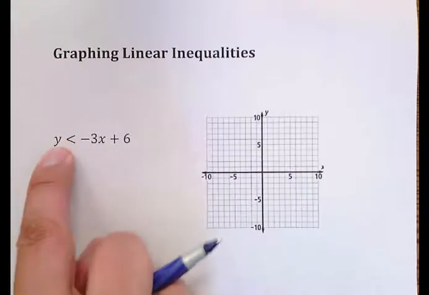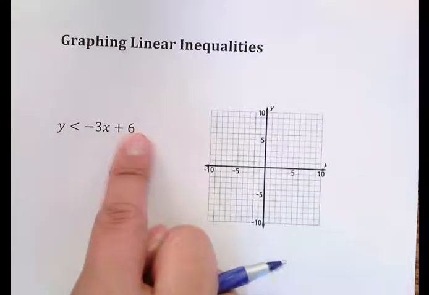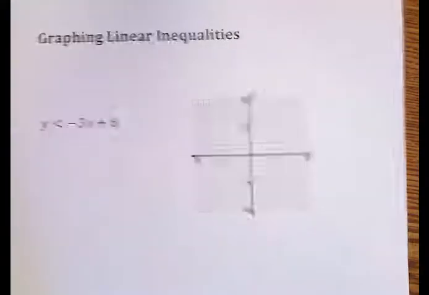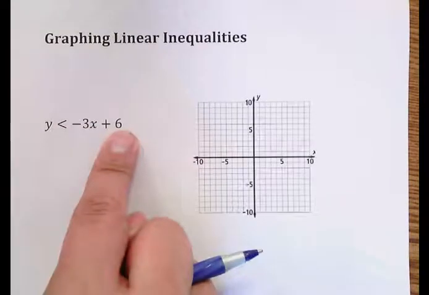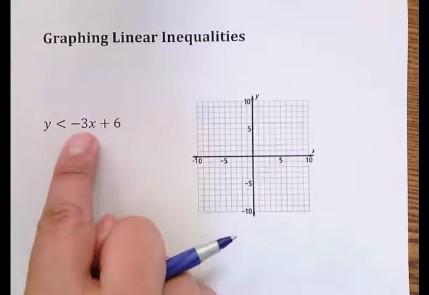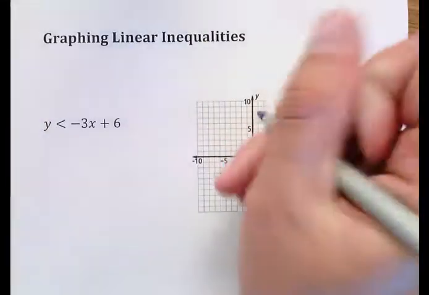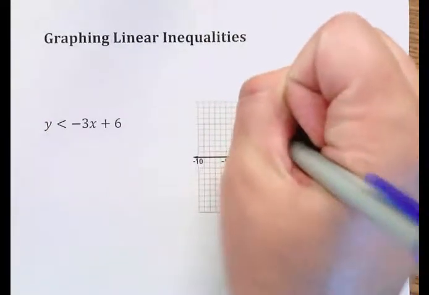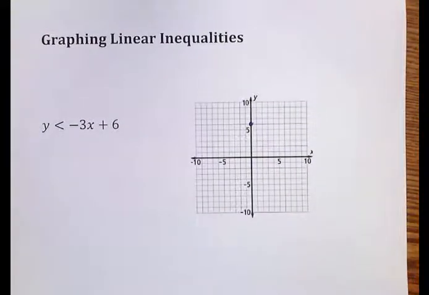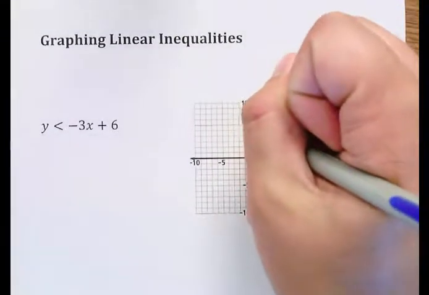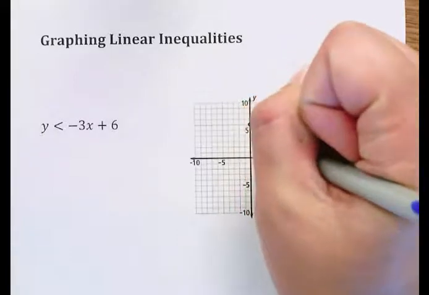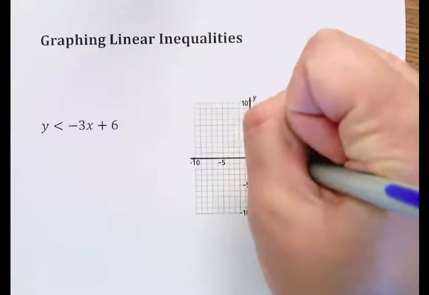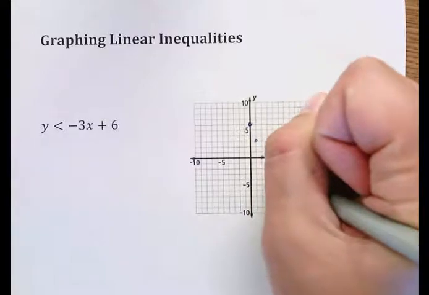So first off, let's just treat this as if it was y equals negative 3x plus 6. Let's plot some points. So if I have negative 3x plus 6, I can recognize easily the slope is negative 3 or negative 3 over 1, y-intercept of 6. So I'm going to put a point at 6, and I'm going to start applying my slope. So my slope is negative 3 or negative 3 over 1, which means I go down 1, 2, 3 over 1, down 1, 2, 3 over 1, down 1, 2, 3 over 1.